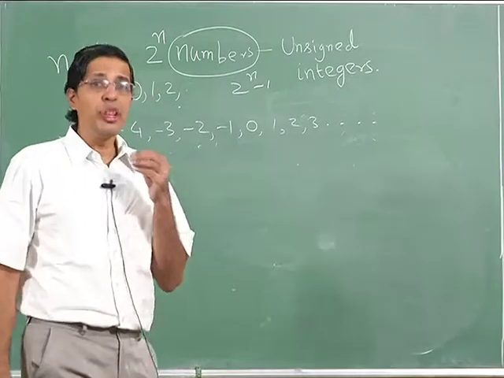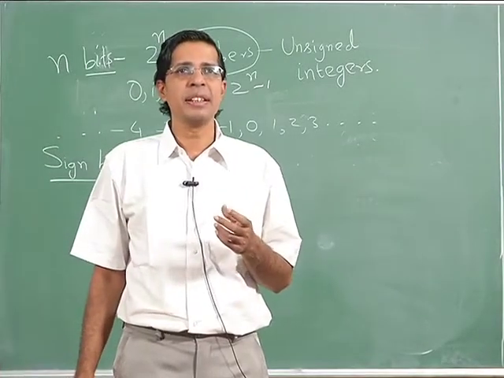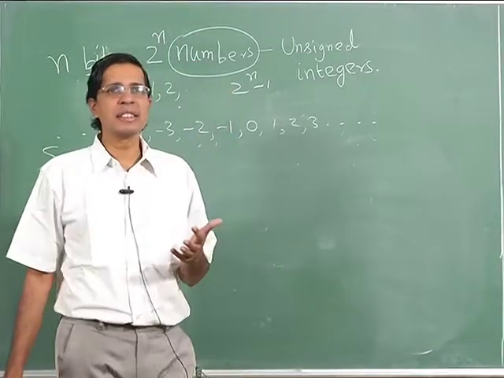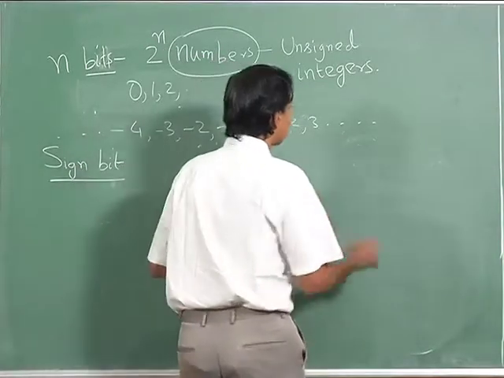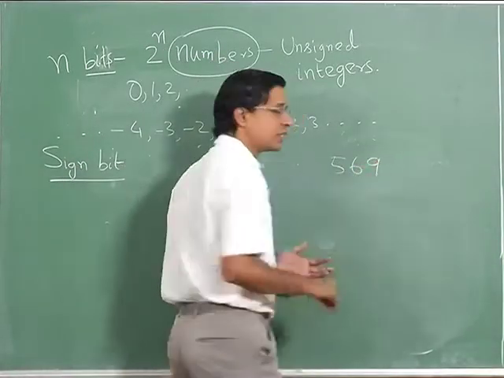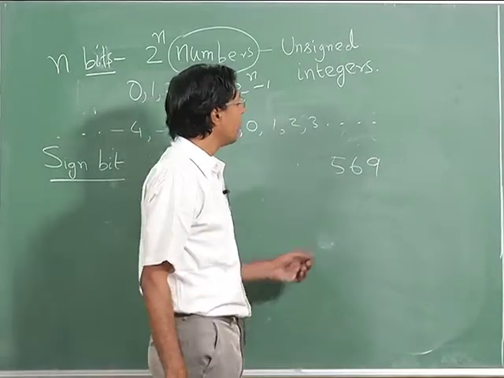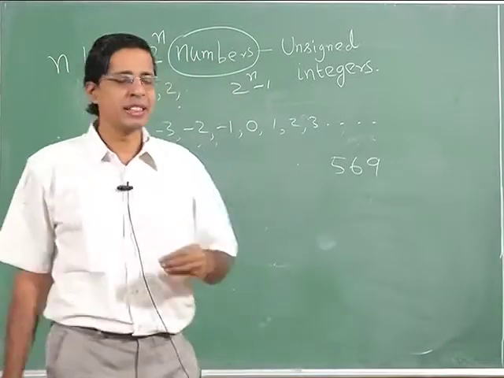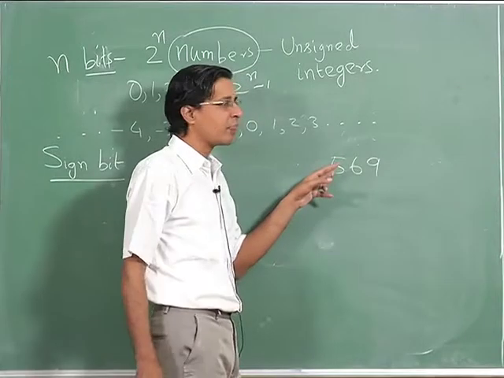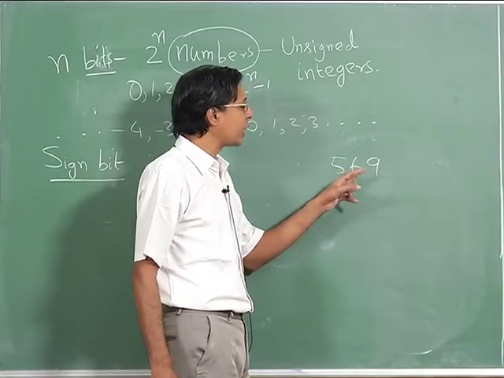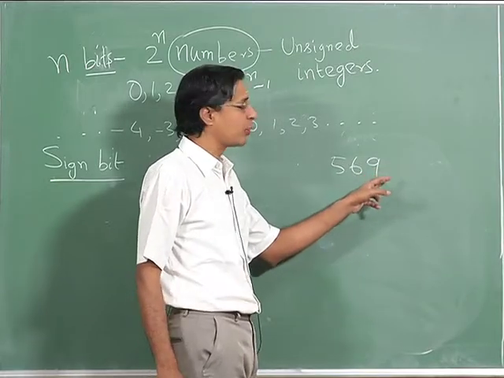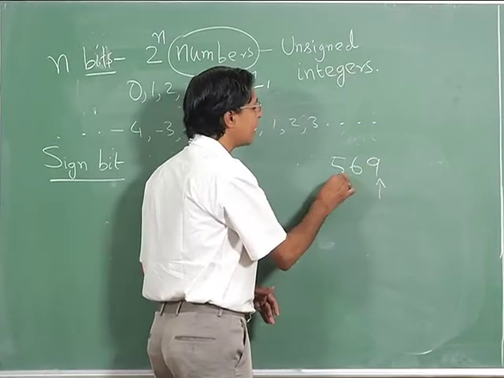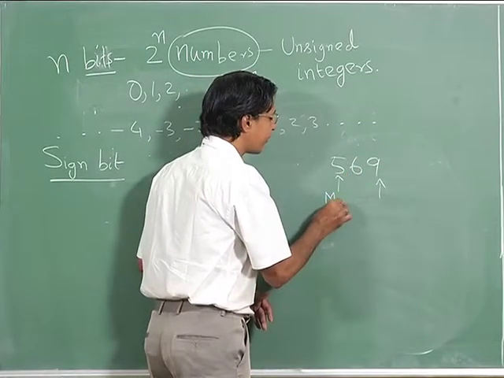And the most obvious choice for this sign bit is the most significant bit. I did mention in the previous class that in a positional representation, say 569, this is a positional representation because based on the position a different weight is associated with every digit. For example, 5 is associated with a power of 100, while 6 is associated with a power of 10, 9 is associated with a power of 1. In a positional representation, this is the least significant digit and this is the most significant digit.